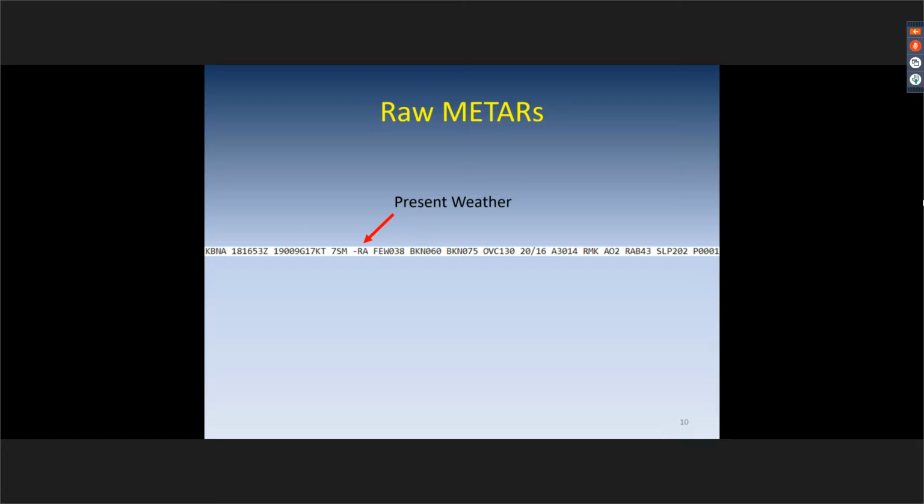Then you have present weather. This particular example, this minus RA means light rain. If it was just RA, it would be moderate rain. If you had a plus out in front of it, it would be heavy rain.